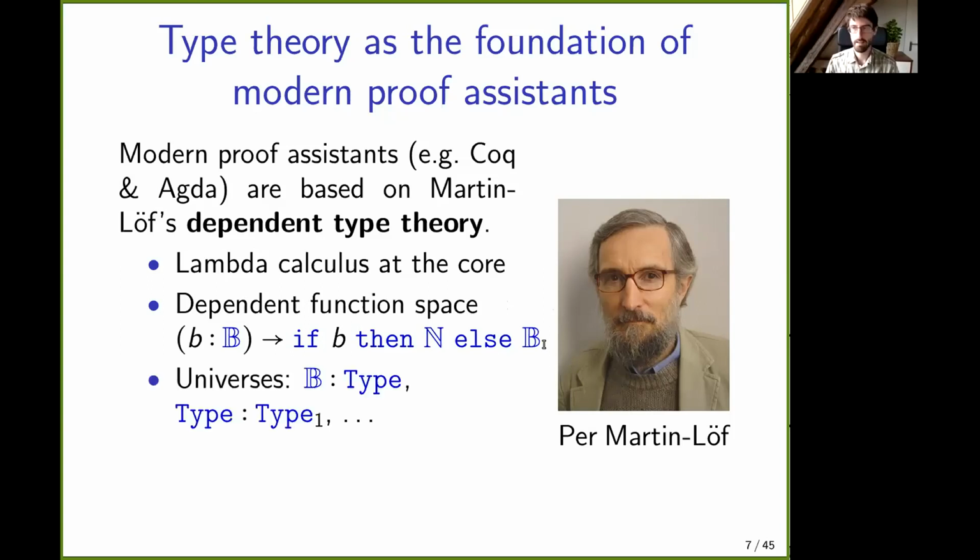Another important feature of dependent type theory is that we have universes. These are types whose elements are themselves types. For example, the type of Booleans belongs to the type Type, and Type itself belongs to a new type called Type 1, which belongs to Type 2, et cetera. And then finally, there are a lot of other features that can be added, such as identity types, inductive types such as Booleans and natural numbers, and other things as well. But this is the image of dependent type theory that I want you to keep in mind.